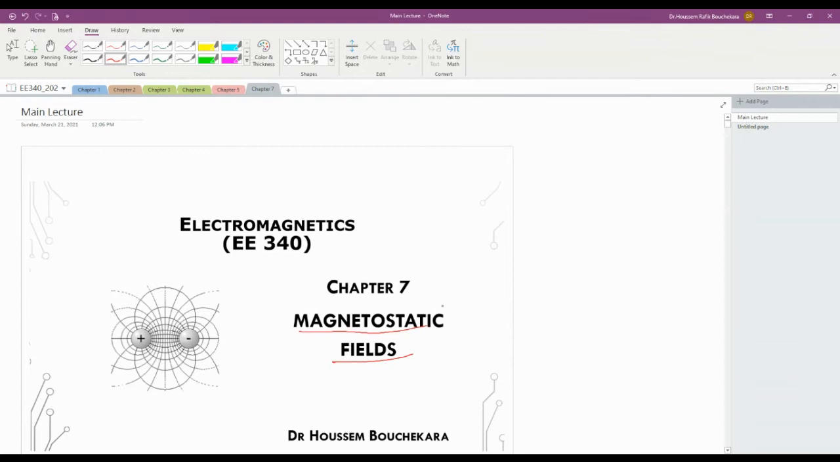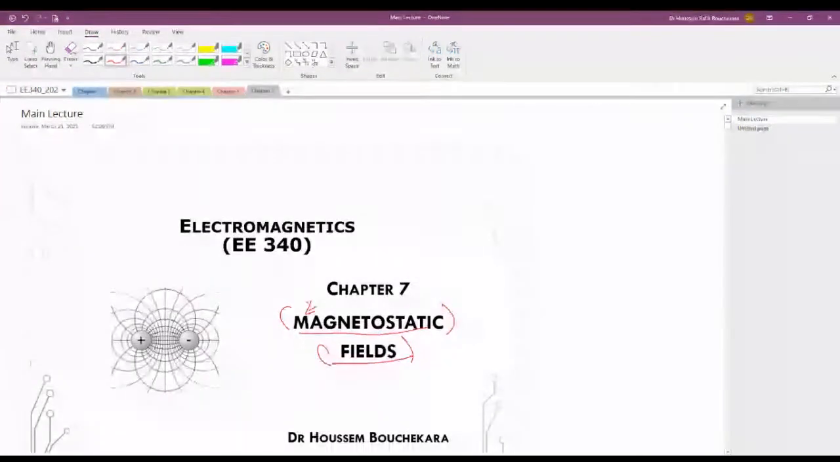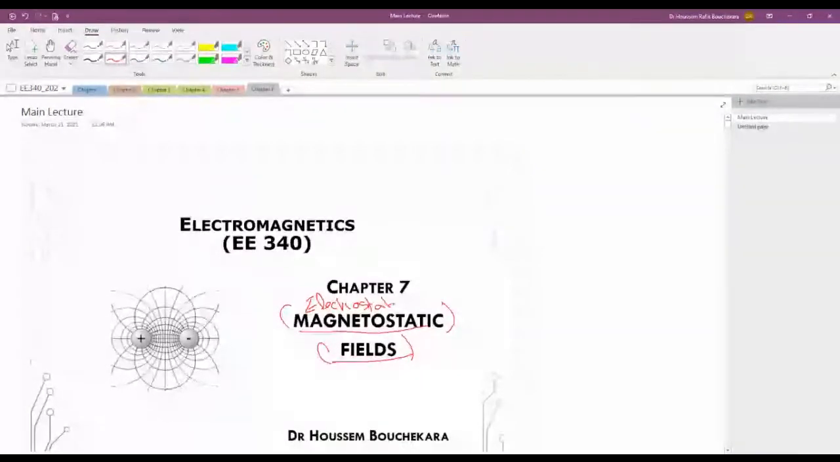We said magnetostatic fields. In chapter number 4 we saw the electrostatic fields, the static fields. Now we will see in this chapter the magnetostatic fields.